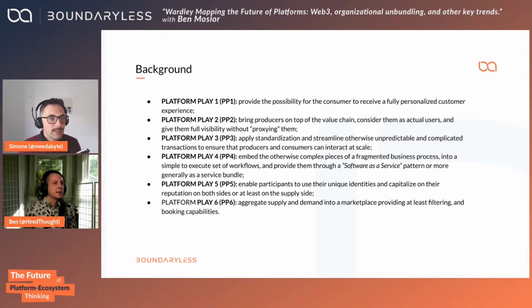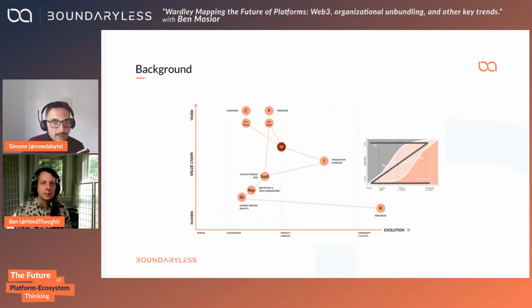And finally, platform play number 5, and that's all. It's about giving players the possibility to leverage their unique identity and reputation. That is essentially moving away from a market where everything is standardized into a market where you have a marketplace, everybody can be identified, they are allowed to interact with each other, and thus they have to leverage their own identity and reputation. So that's the result of this transformation of the value chain.